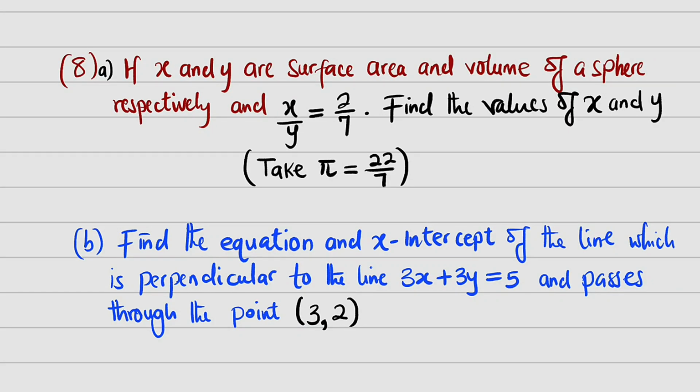All right, here is question number 8. It has A and B parts. The A part reads, if x and y are the surface area and volume of a sphere respectively, and x divided by y is equal to 2 divided by 7, we're asked to find the values of x and y taking pi equal to 22 divided by 7. All right, let's get started.